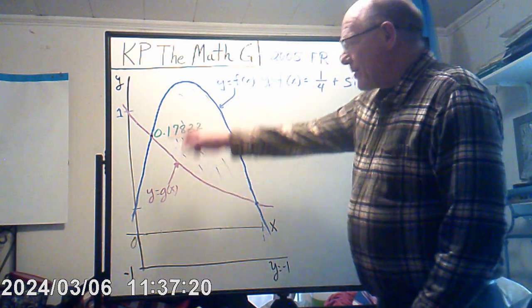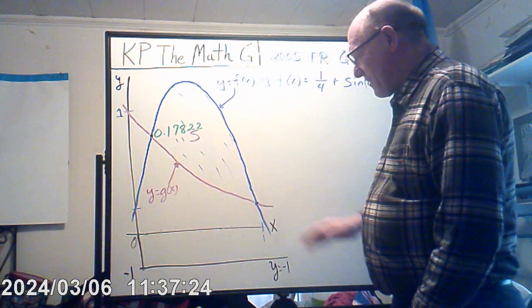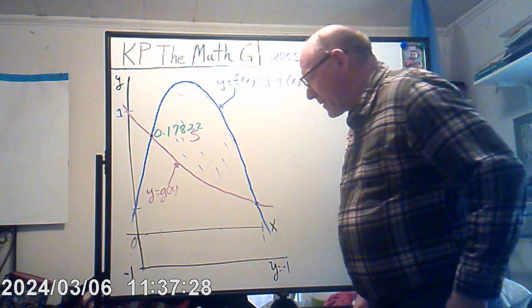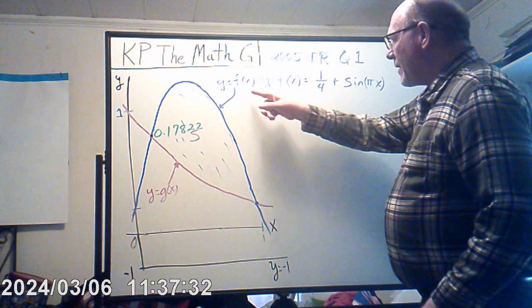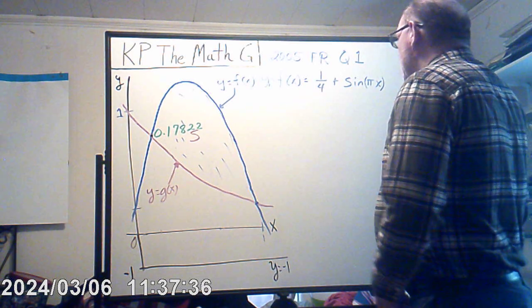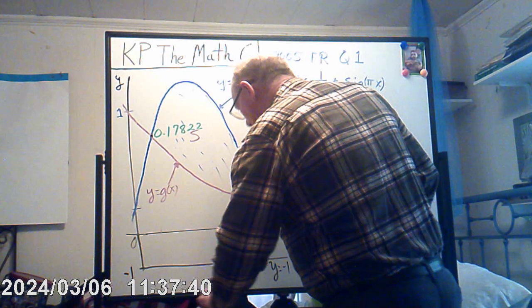I have this figure drawn. I had to retrace it. My tracing skills are terrible, but at least you can tell what it looks like. The blue line is the graph of y equals f(x), which happens to be 1/4 plus sine pi x, and I meant to put the other one up there.